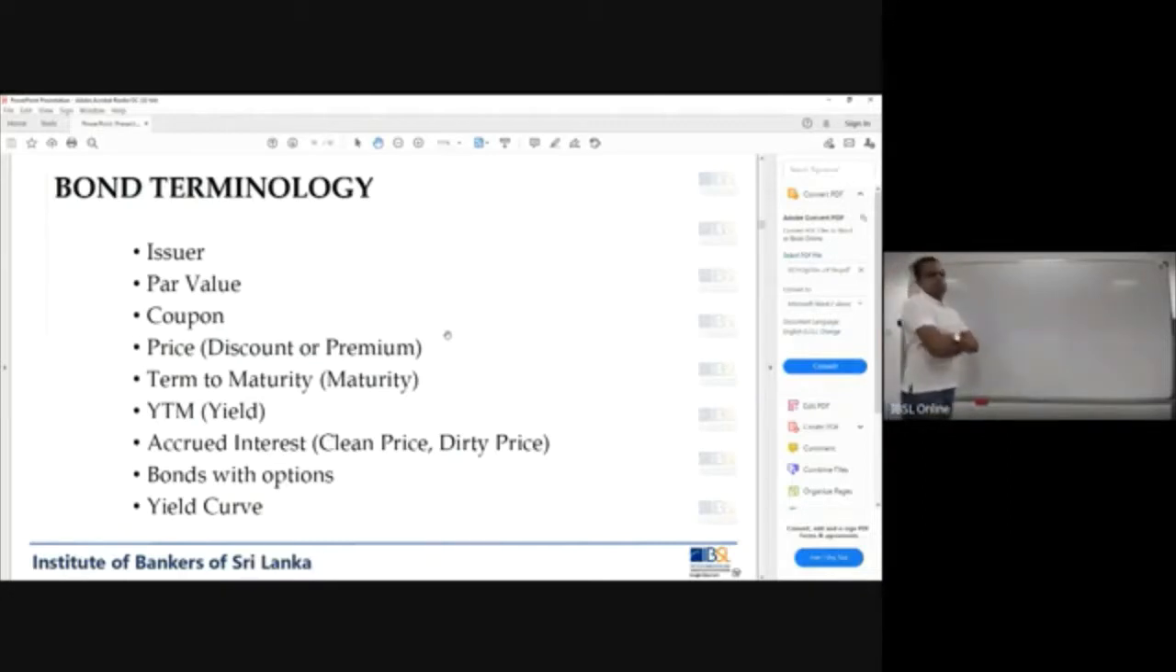There are two kinds of prices, clean price and dirty price. And the price can trade at a premium or at a discount. Then the term to maturity, when is this bond maturing? Yield to maturity, what is your return if you hold it until it matures? Accrued interest. How much of coupon interest gets accrued? That's basically, the dirty price is equal to accrued interest plus clean price.